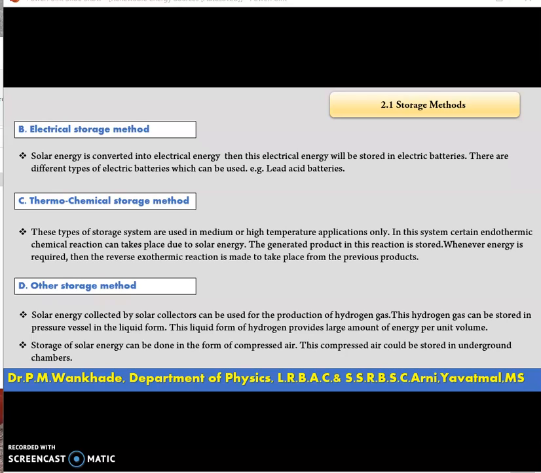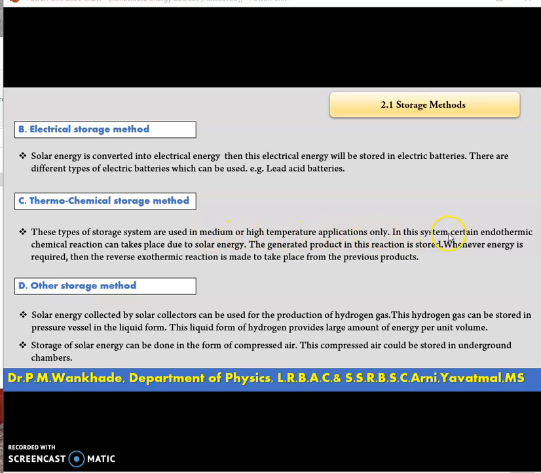The next storage method is thermochemical storage method. As compared to sensible and latent heat storage method, thermochemical storage method yields considerably higher percentage of storage capacity without thermal losses during storage period. These types of storage systems are used in medium or high temperature applications only.